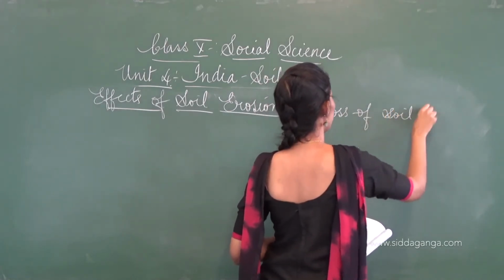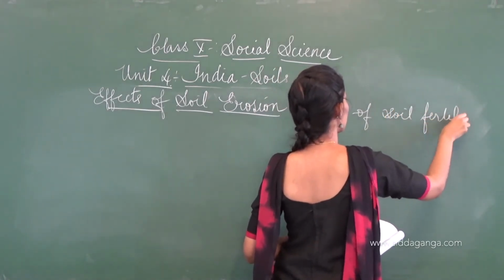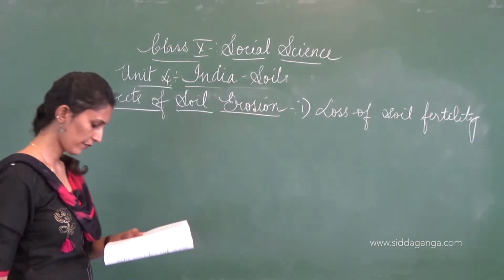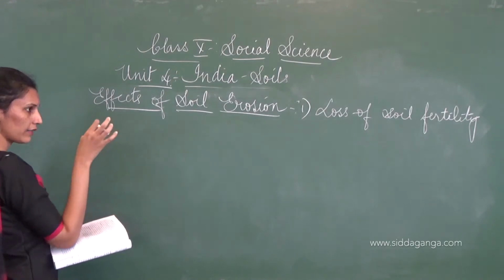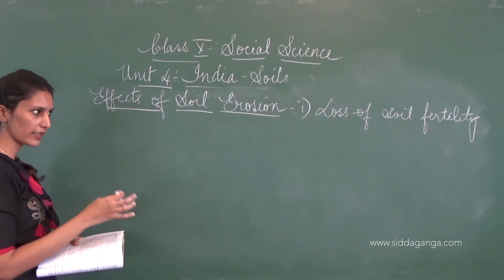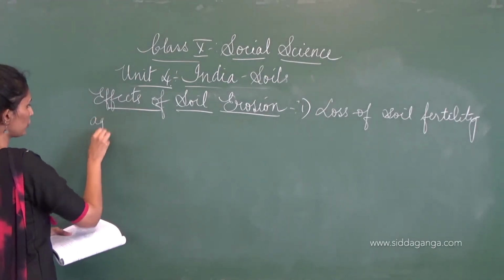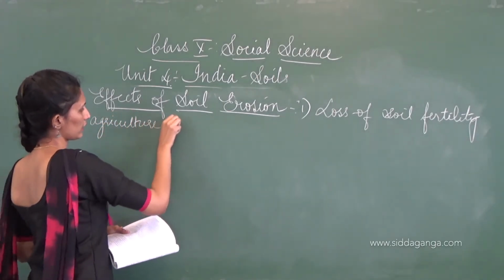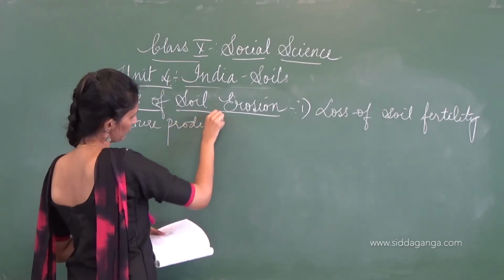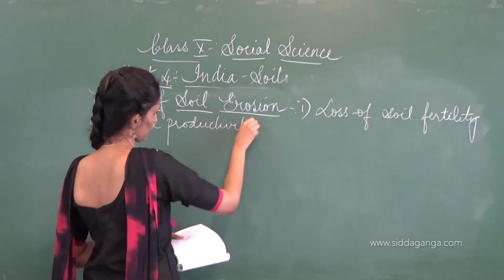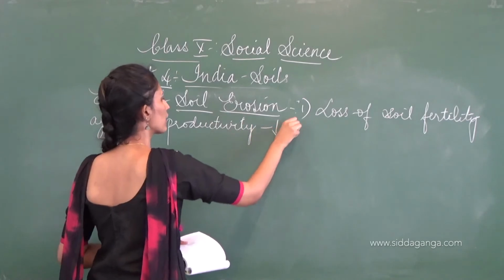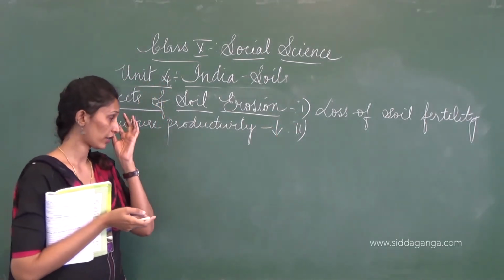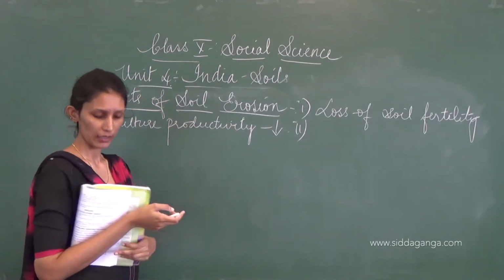Loss of soil fertility. And when there is loss of soil fertility, your agricultural produce or agricultural productivity comes down.